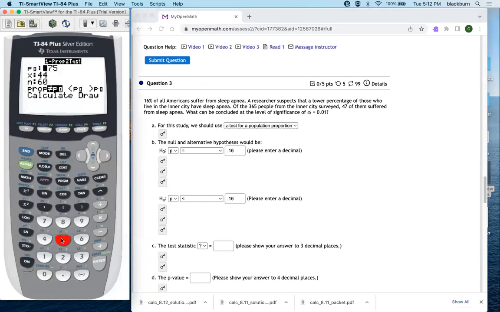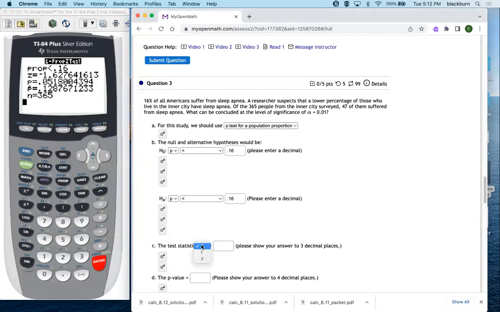Number 5. So we got a 0.16 for my P. I got an X of 47. I got an N of 365 because 47 out of 365 had sleep apnea. And I want to change this to a less than. Okay, now we calculate it, and we come up with a Z value of negative 1.628.